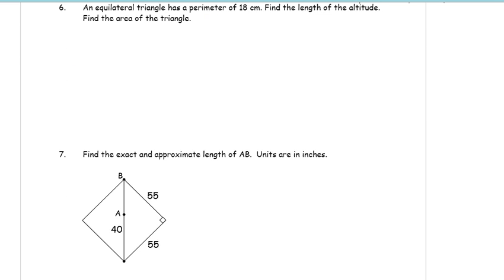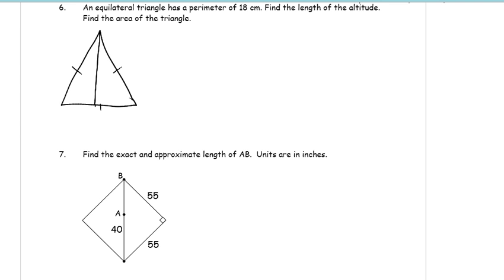Number 6. Again, pay attention to the words that are given to you. An equilateral triangle. So there's your equilateral triangle. We know that equilateral, lateral means sides. Has a perimeter of 18 centimeters. Okay. Find the length of the altitude. So that's going to be this guy here. And then find the area of the triangle.